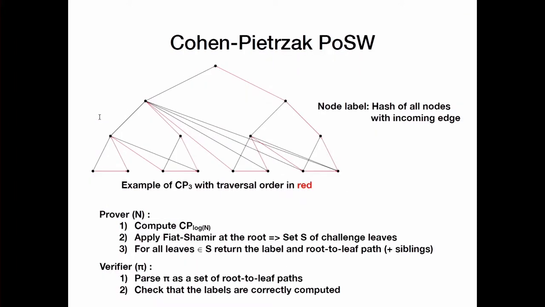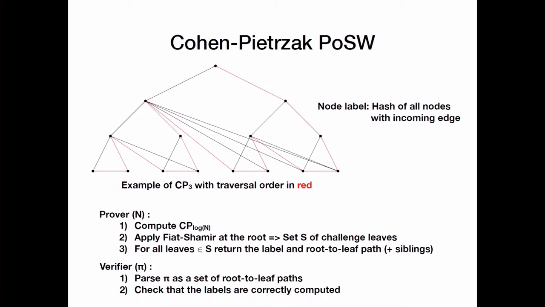Okay, so this is the one slide about the CP construction that I want to give you as a glimpse. This is the graph that we saw in the previous talk. As you can see, you can think of this as a Merkle tree with some extra edges, for example, this one and this one. I highlighted in red the traversal order, which is the order in which the prover computes the nodes. So, a very, very executive summary.